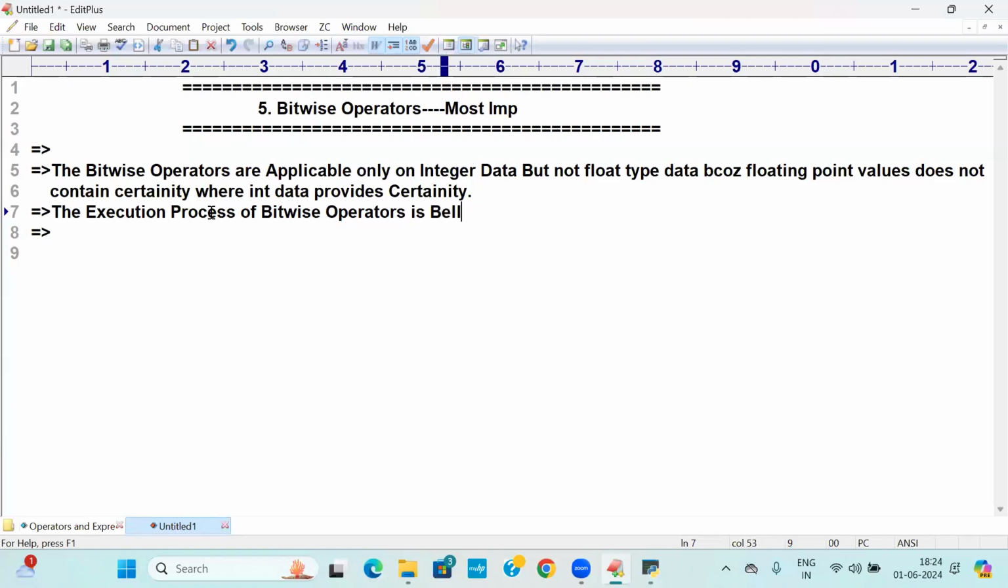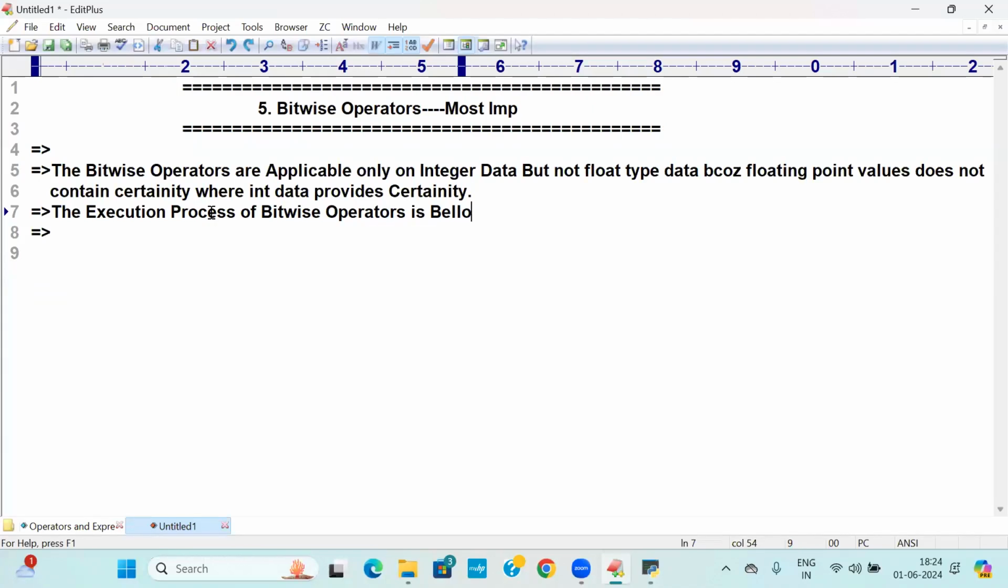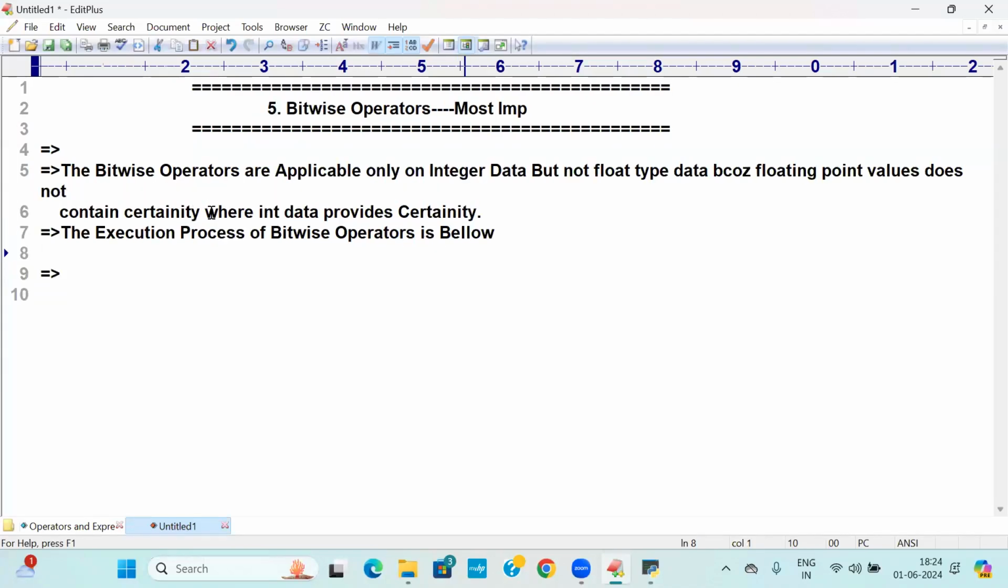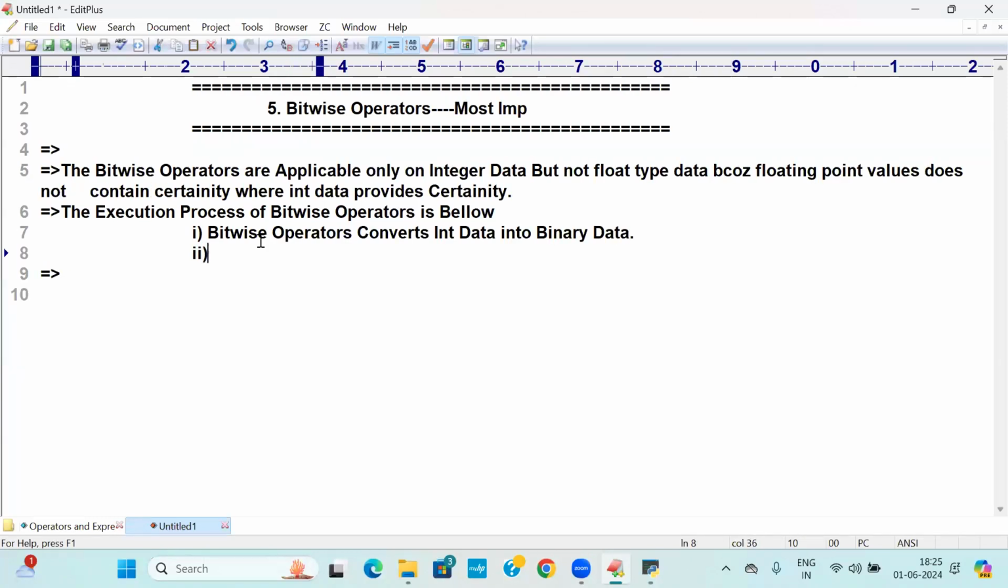I will write it for you step by step. Take care. Here I am writing first one: bitwise operators convert data into binary data. Into which data first? Binary data. First it will convert.